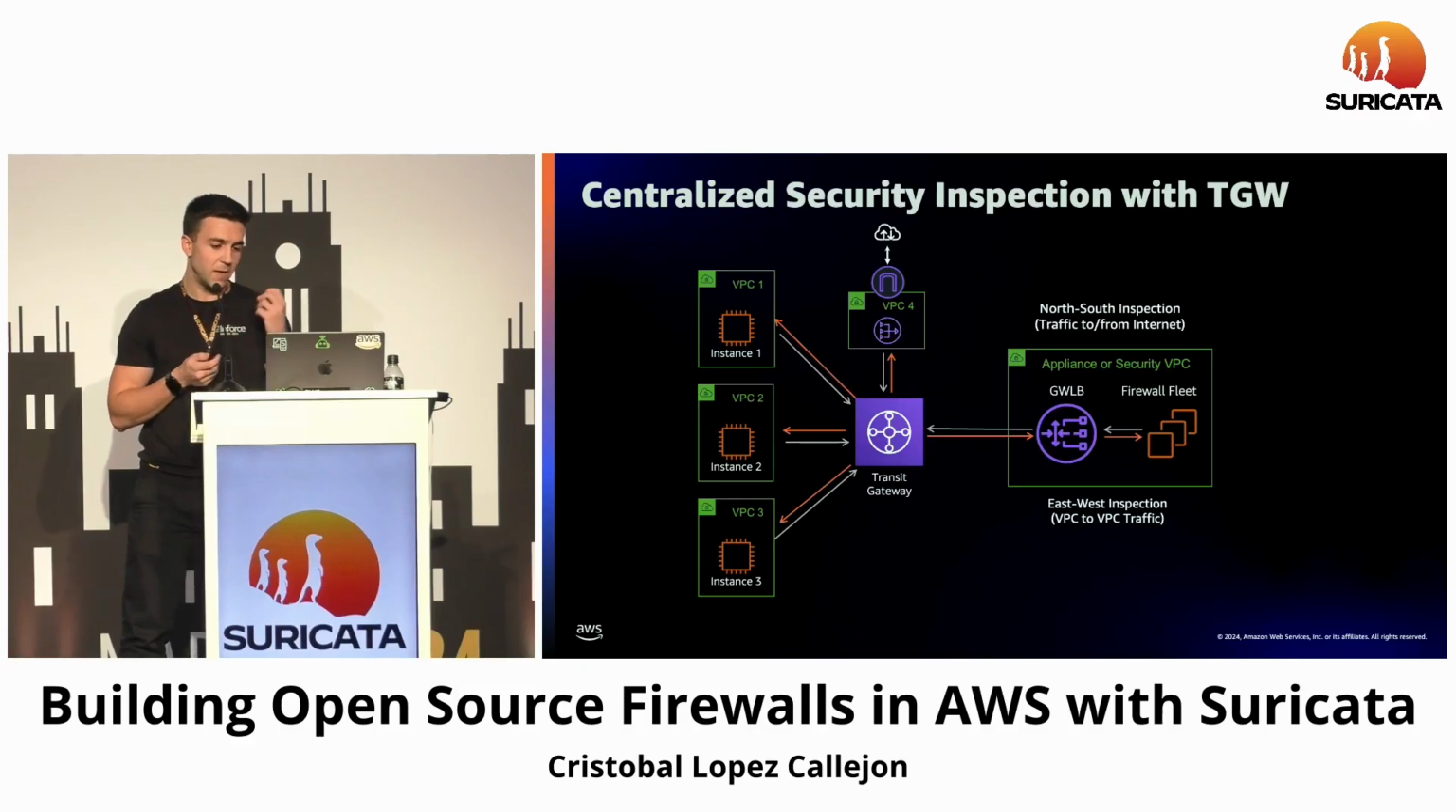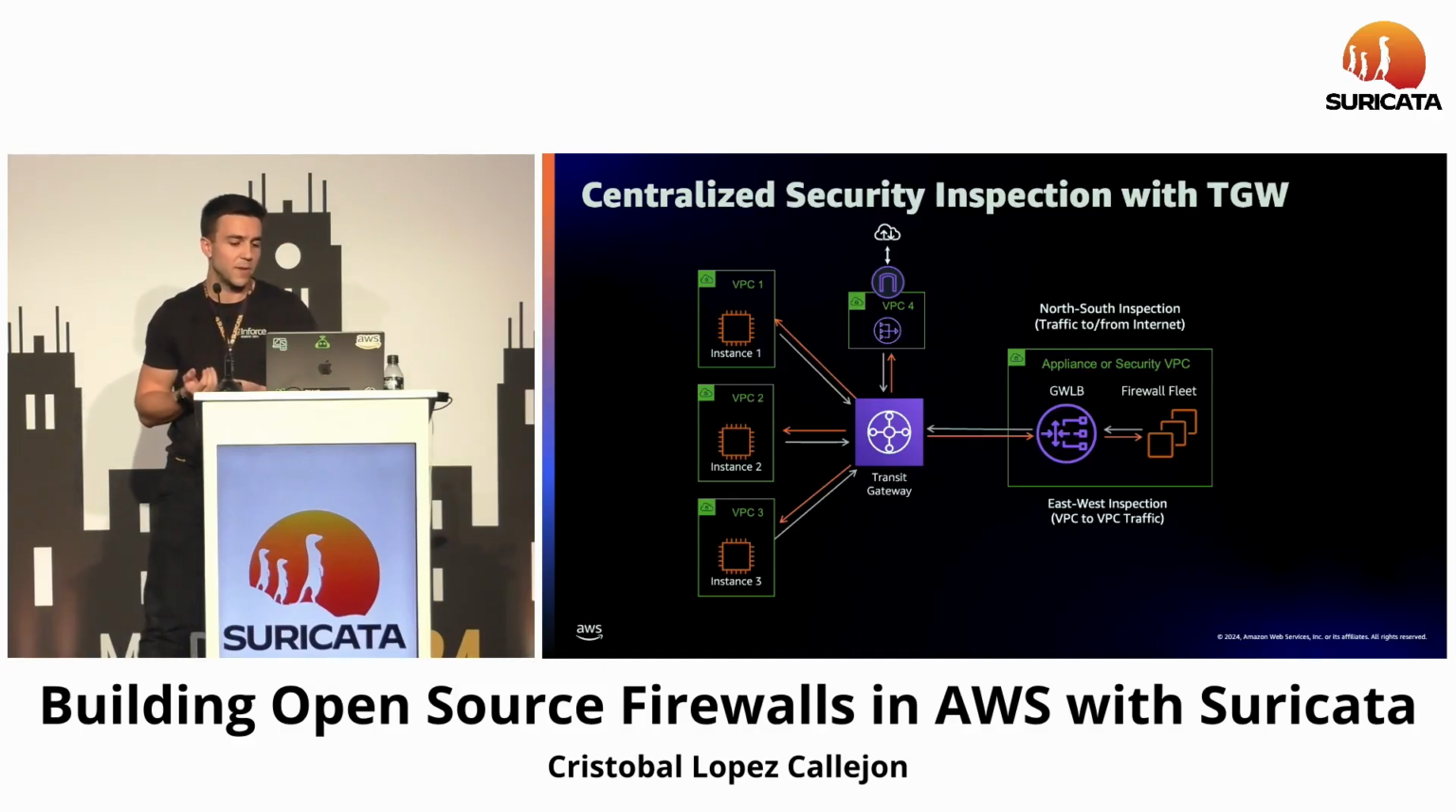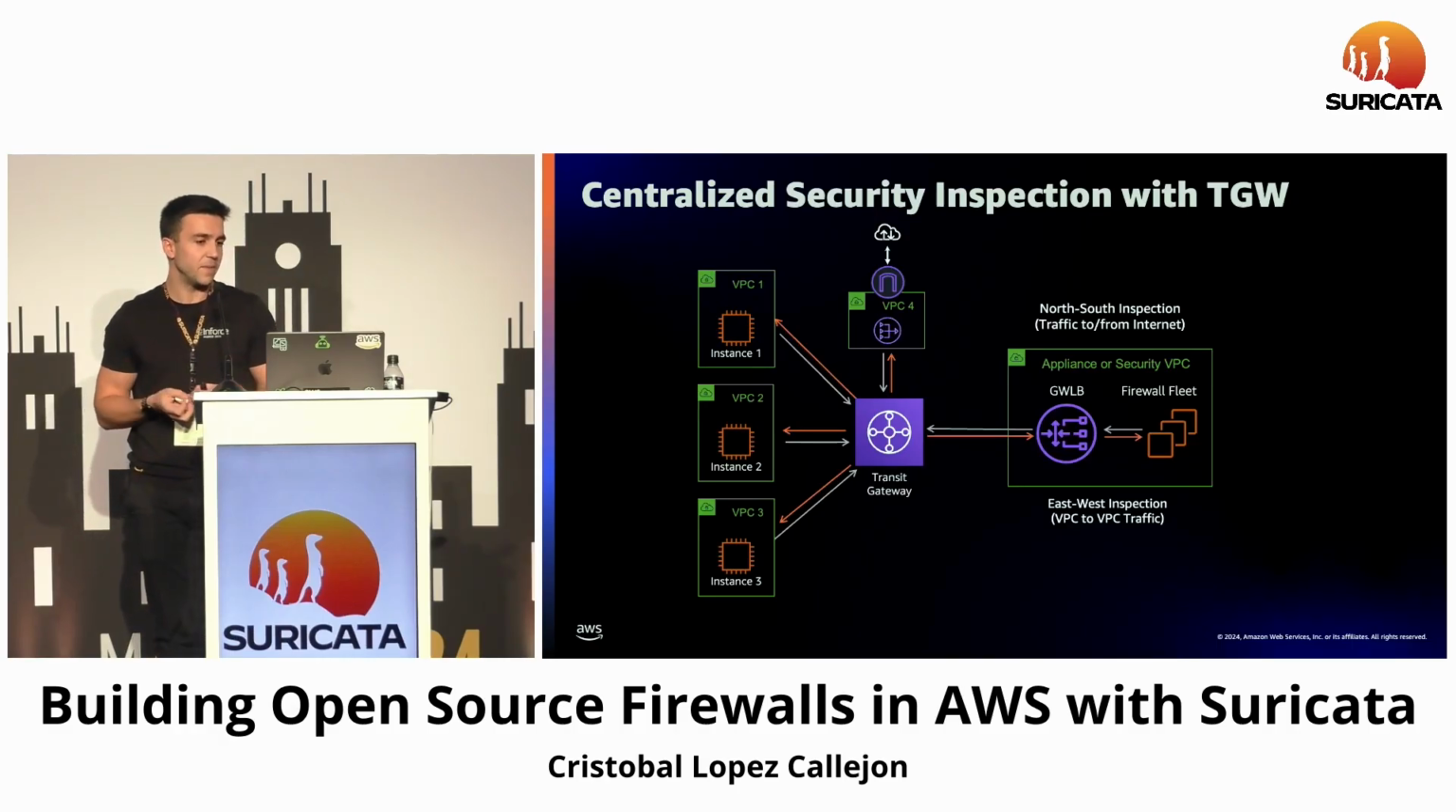So in this case, the objective was, normally we see customers that want to achieve both north-south and east-west traffic inspection, and we have to manage the Gateway Load Balancer, which, as we were saying, scales automatically, and it has the elasticity and resiliency needed. And we have to manage the firewall fleet.